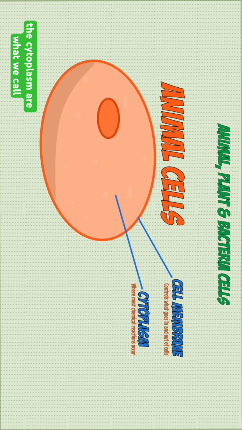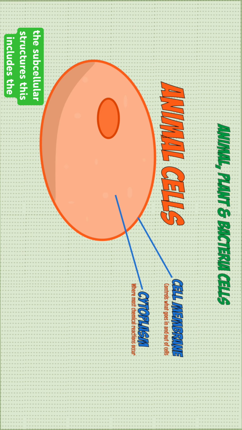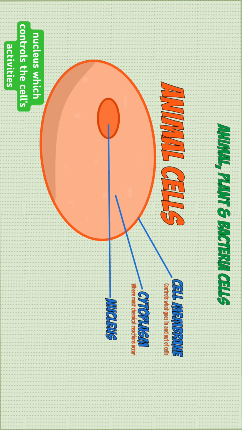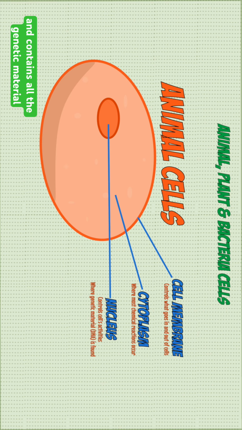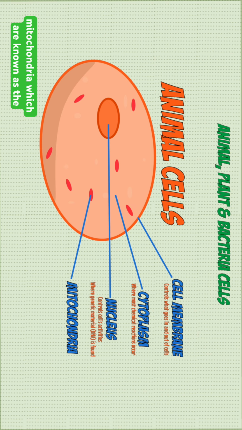Floating in the cytoplasm are what we call the subcellular structures. This includes the nucleus, which controls the cell's activities and contains all the genetic material of the cell. They also have mitochondria, which are known as the powerhouse of the cell. This is because this is where energy is released for the cell to carry out its activities. This energy is released from the process of aerobic respiration.